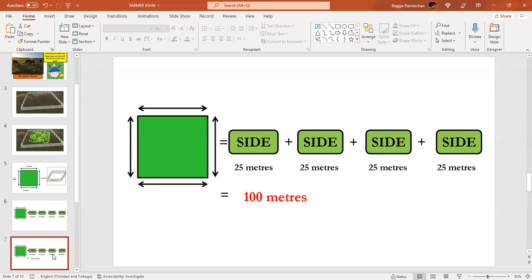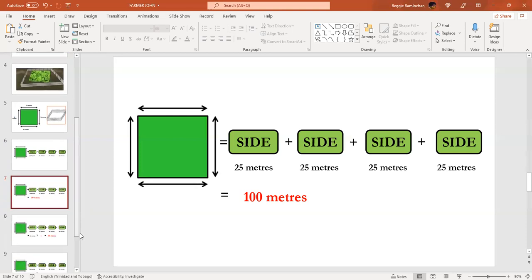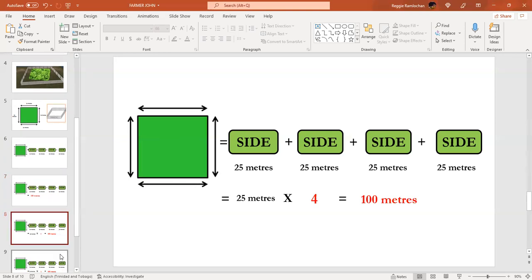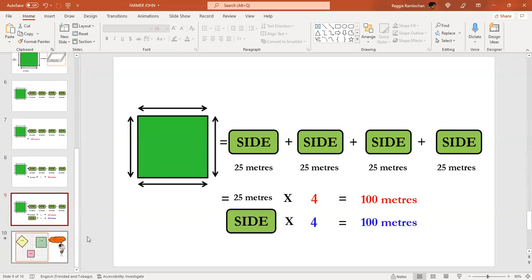We could do 25 is one side, four sides. Miss, 25 by 4 sides. Right, excellent. 25 meters by 4 to get the 100 meters, and the answer will be the same. Yes, the answer will be the same. So you will have 25 meters by 4 to give you 100 meters. And then we would have each of the sides multiplied by 4 to give you 100 meters.